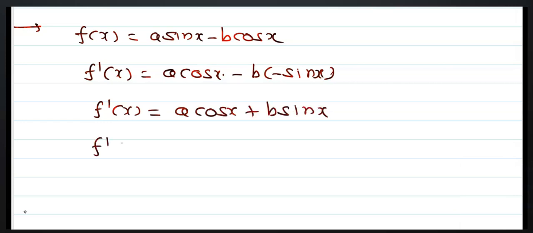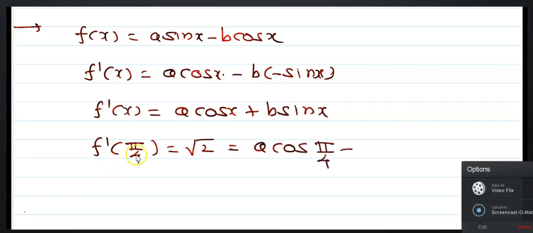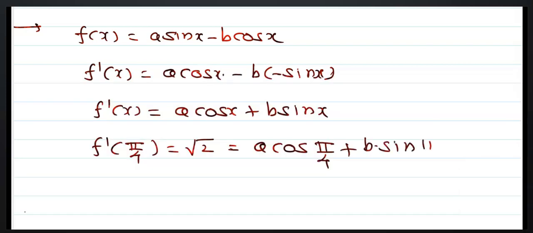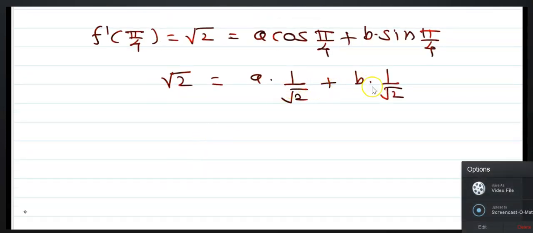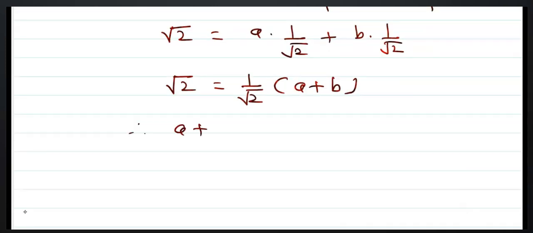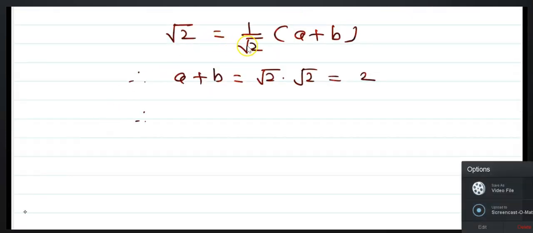Therefore, f dash of x is a cos x plus b sin x. f dash of pi by 4, that is the value we have been given, f dash of pi by 4 is root 2. And now here x is replaced by pi by 4: a cos of pi by 4 plus b sin of pi by 4. Root 2 is equal to a into 1 upon root 2 plus b into 1 upon root 2. That is, root 2 is equal to, take 1 upon root 2 as common, (a plus b). Now this 1 upon root 2 will be multiplied by the root 2. You will get a plus b is equal to root 2 into root 2, which is equal to 2.